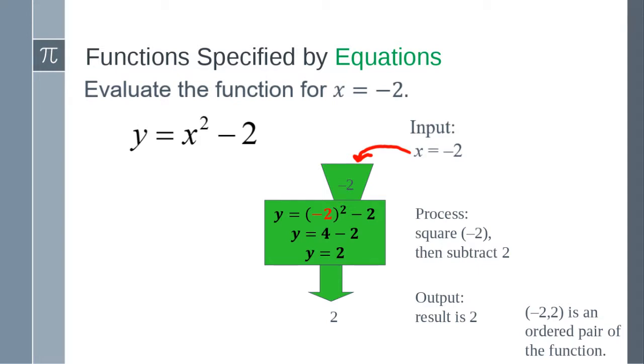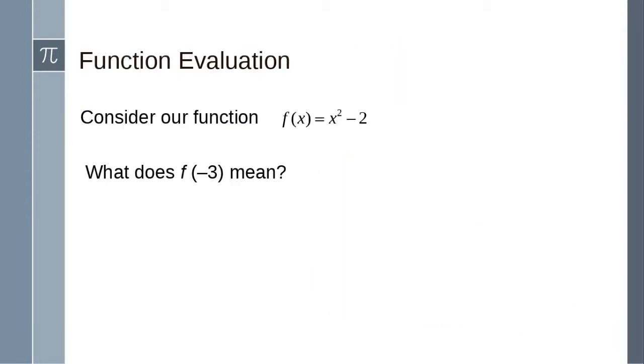And to represent this input and output as an answer, we always are going to combine it as an ordered pair. And we call it ordered pair because we always put the x value first and then the y value. So our ordered pair of this function is -2, 2. Okay? All right. So let's go ahead and consider this function. F of x is equal to x squared minus 2. So what does f of -3 mean?